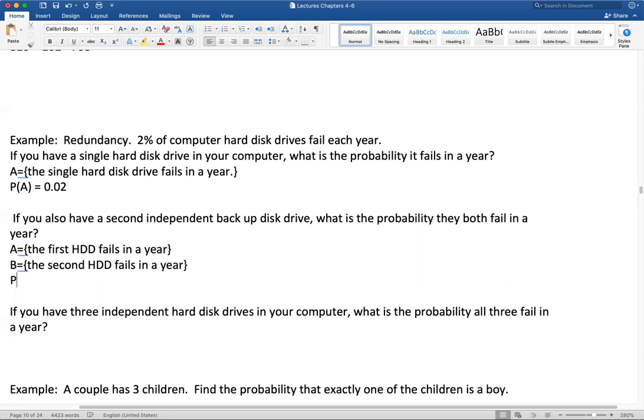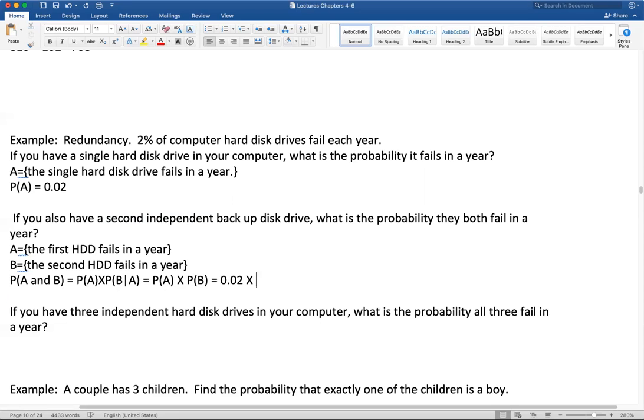Now then, probably the what? B, you see, they both fail in a year. Probably A and B, right? This is equal to, well, the multiplication rule is this: P of A times P of B given A, right? But since the two events are independent, so this is equal to P of A times what? P of B.